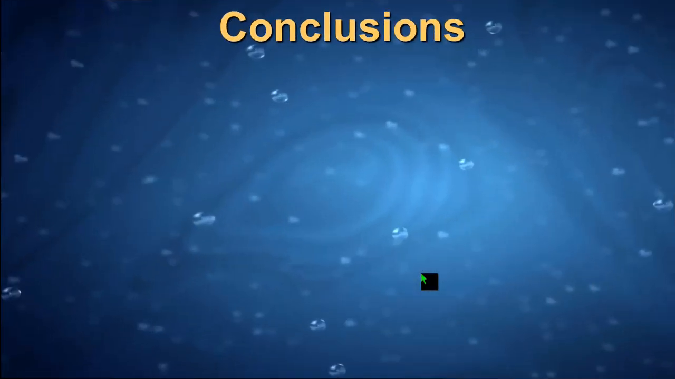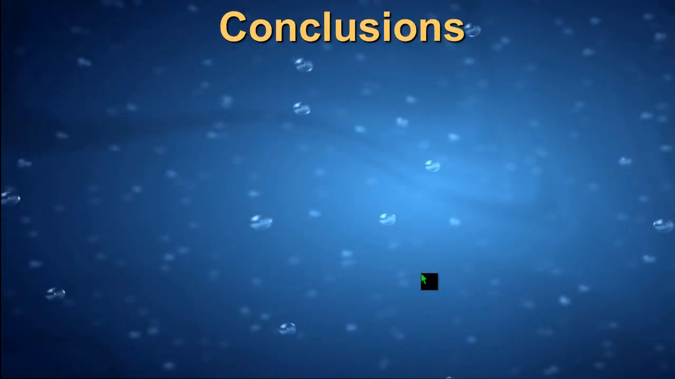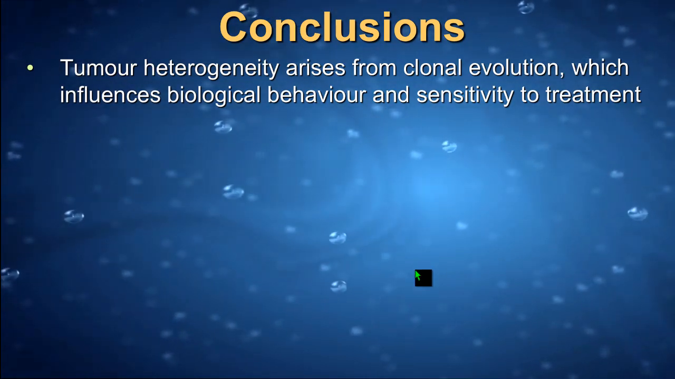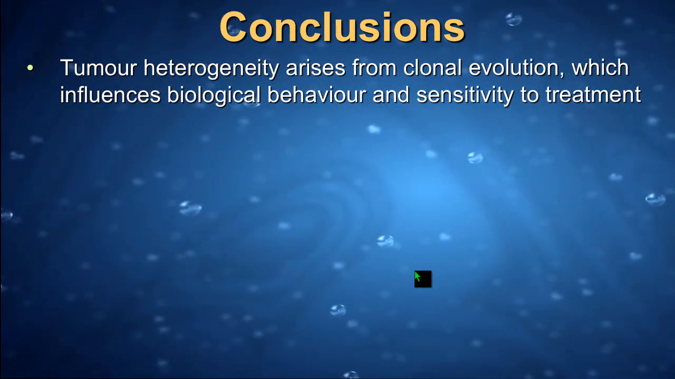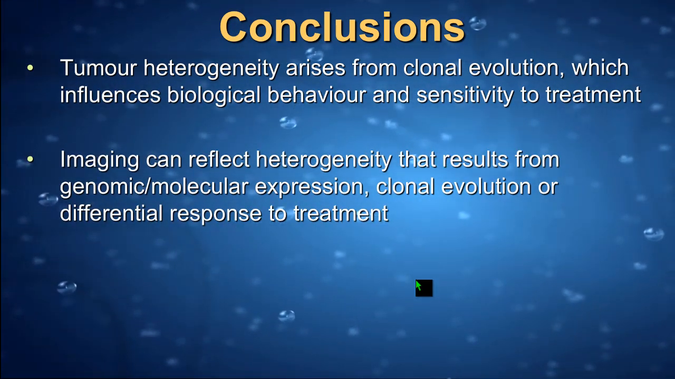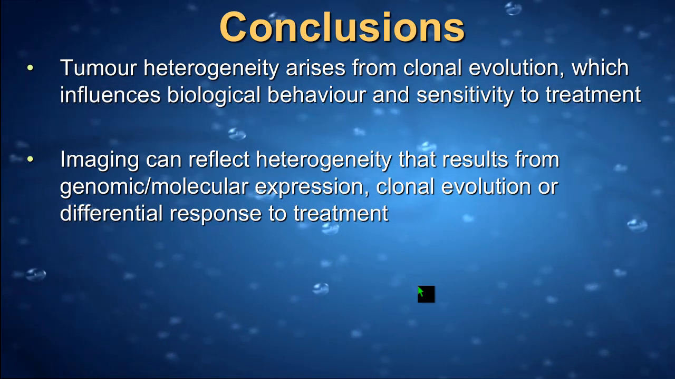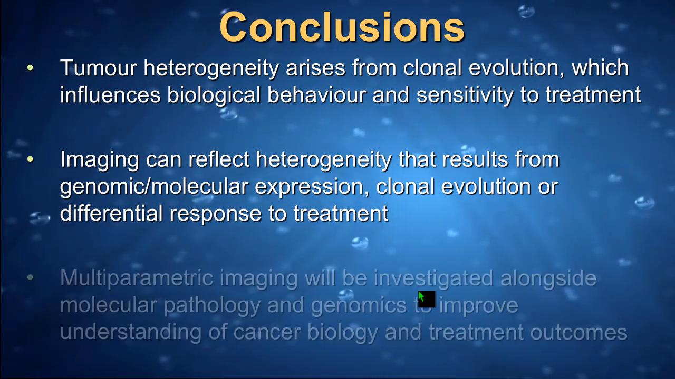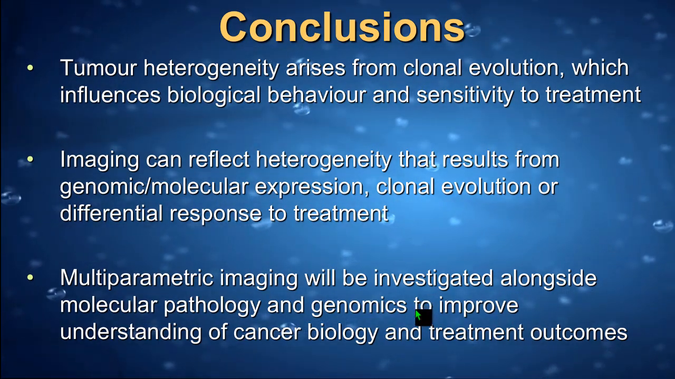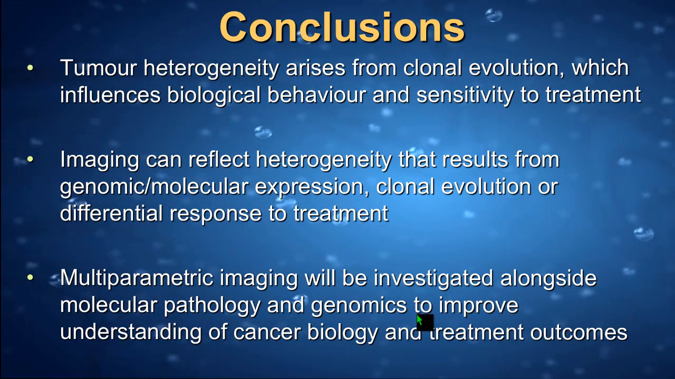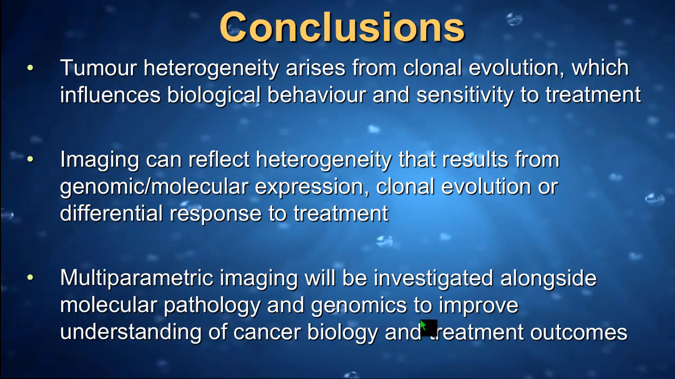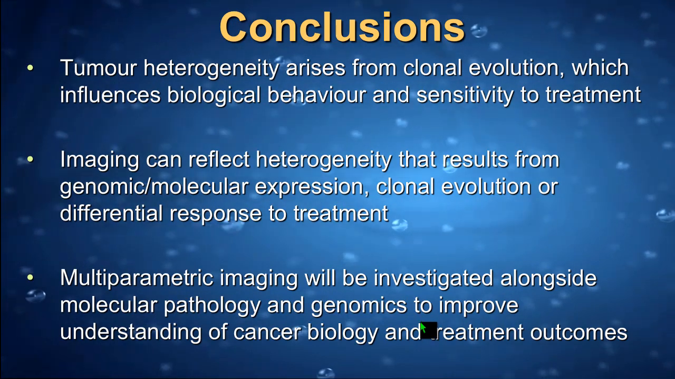So in the interest of our time, I'd just like to conclude that tumor heterogeneity arises from clonal evolution, which influences their biological behavior and sensitivity to treatment, and that we can use imaging techniques to capture and reflect this heterogeneity. And that, no doubt, we have to use multiparametric imaging that will be investigated alongside molecular pathology and genomics to improve our understanding of cancer biology and treatment outcomes.